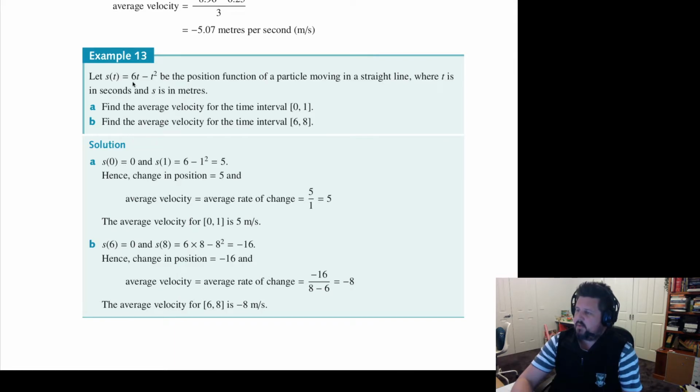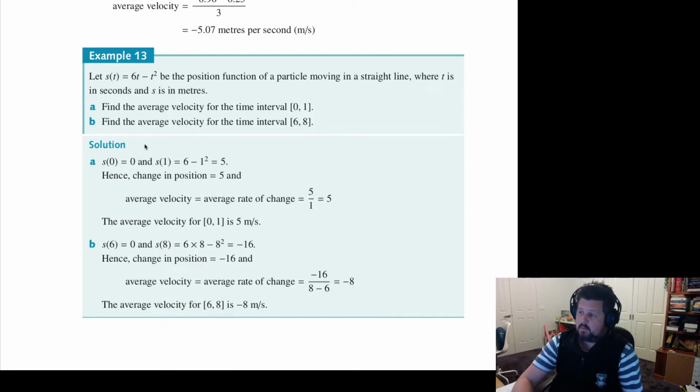So doing that, when we substitute in 0, obviously this evaluates to 0. Perfect. We need to find out what's going on when the time is equal to 1. Plug that into the equation. 6 times 1, take away 1 squared, we get that it is equal to 5. So again, you now know the positions, so you can calculate the change in position between each of those.